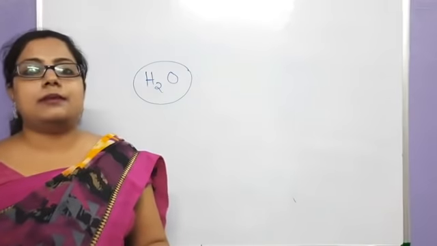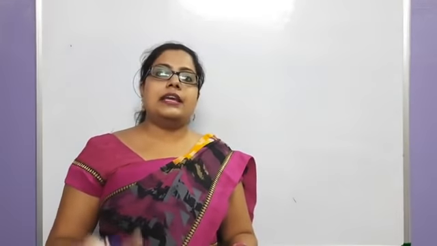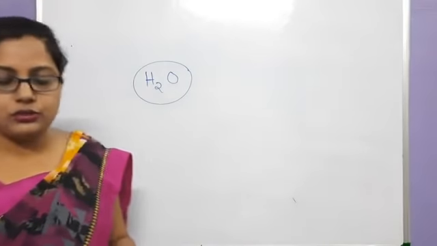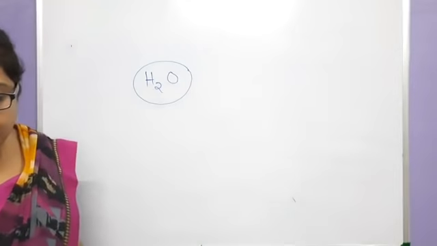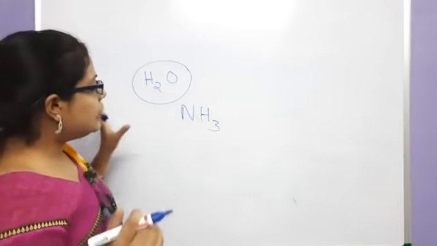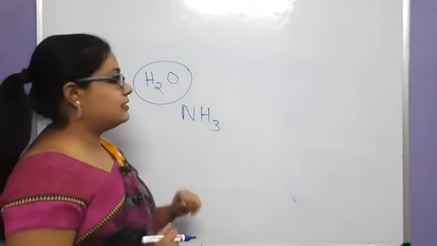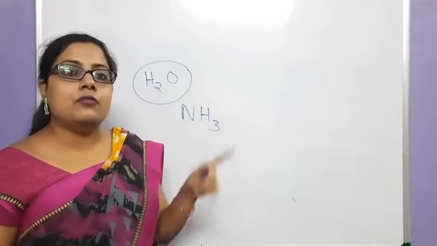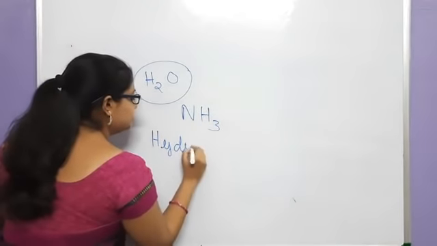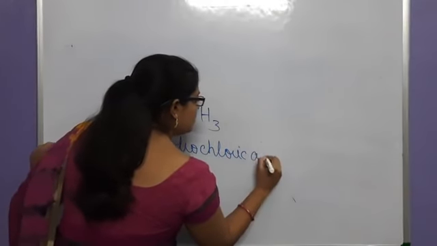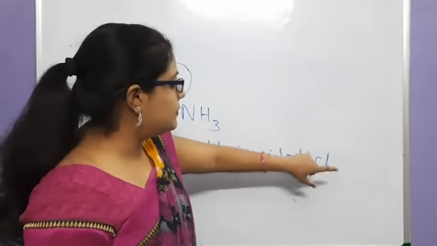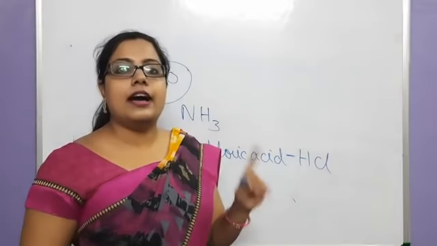So compounds are represented by formulas which tell how many atoms of each element combine together to constitute the molecule of the compound. Similarly, take ammonia, NH3. Here we get the information that one atom of nitrogen and three atoms of hydrogen combine to give one molecule of ammonia. Then hydrochloric acid, HCl: one atom of hydrogen combines with one atom of chlorine to give one molecule of hydrochloric acid.